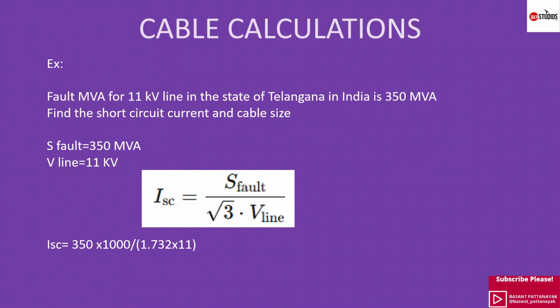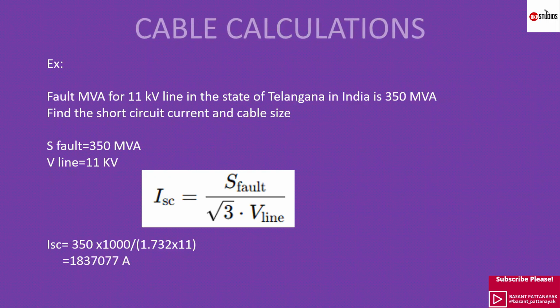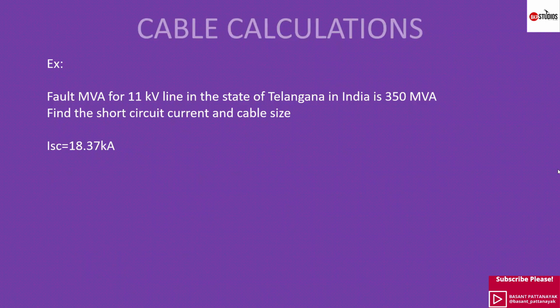Root 3 is 1.732 into 11. What is the value of this? The value of this is 18,370.77 ampere. We can say 18.37 kiloampere. So we got ISC, short circuit current, as 18.37 kiloampere.